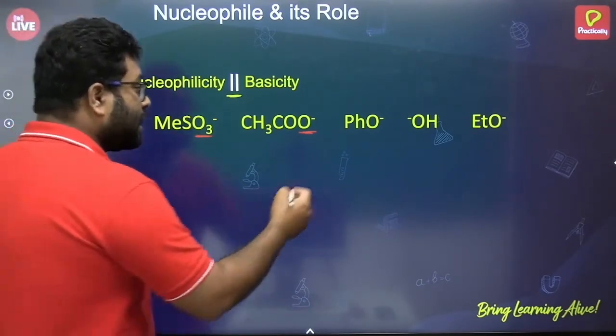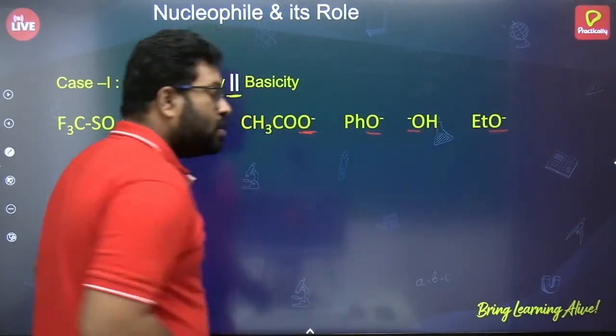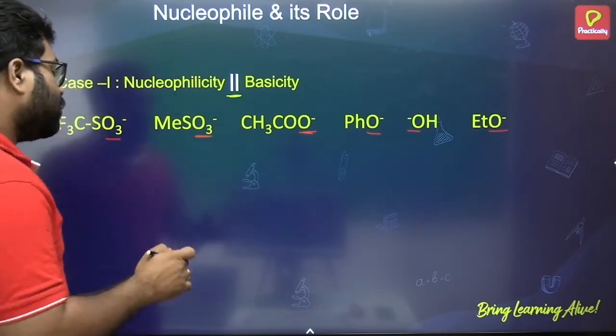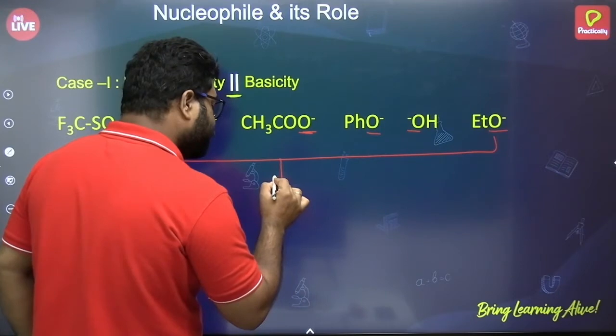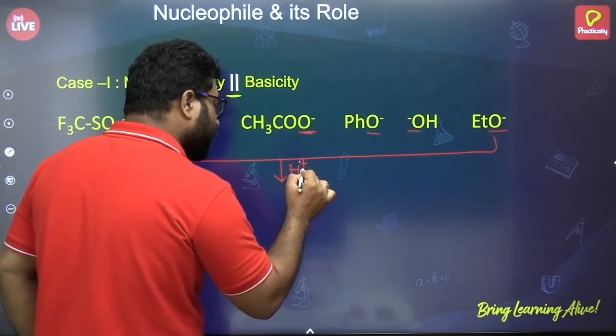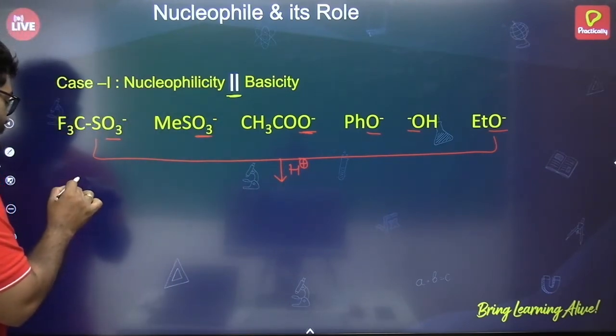So you can see here, in every case, the oxygen is having a negative charge. So how do you find which is the strongest base here? You have to do simply one thing. You have to put H plus ion into every species here. And what do you get here?